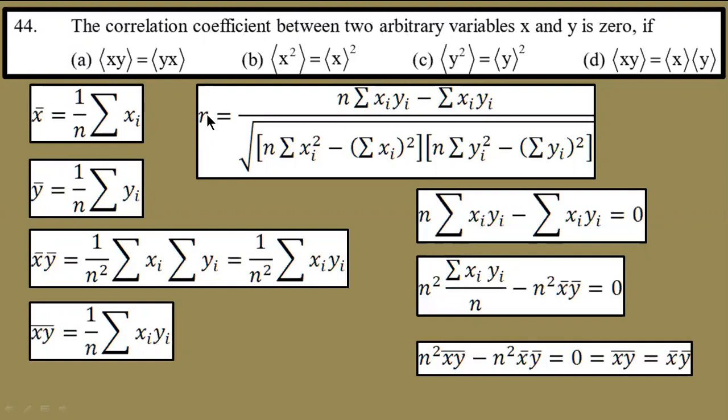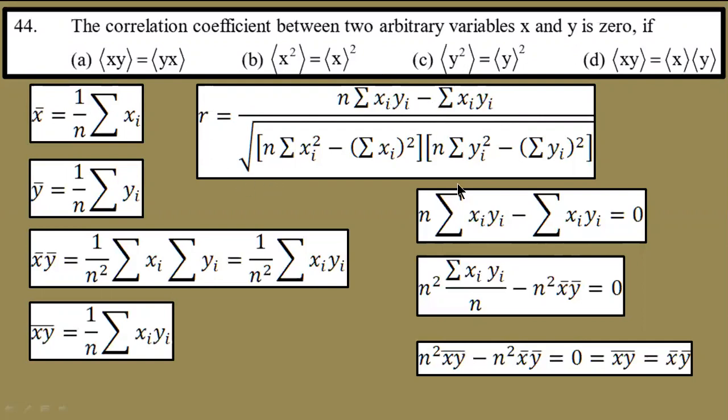this is represented by r. Okay, so I'm not going to explain what the correlation coefficient is because that will take lots of time. I'm just giving the information necessary to answer this question. So this is the equation for the correlation coefficient. By looking at the equation, you can say that if this term has to be 0, then this topmost term should be 0. Okay, if this is 0, then everything will be 0.